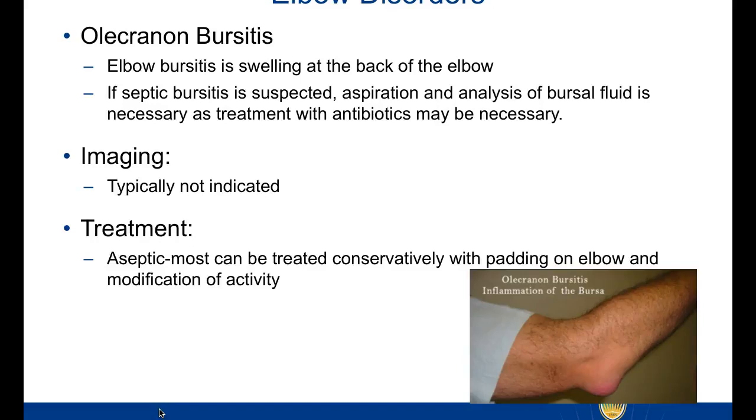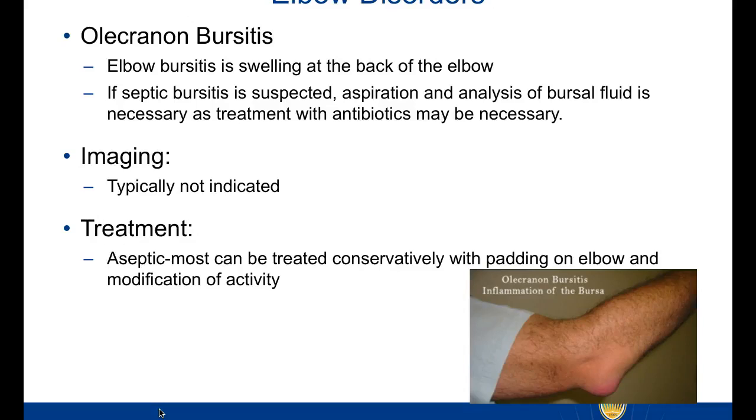Olecranon bursitis. The most common symptom of elbow bursitis is swelling at the back of the elbow. The swelling occurs over the proximal olecranon with tenderness reported in 20 to 45% of cases. Aseptic bursitis is more likely than septic bursitis. If septic bursitis is suspected, aspiration and analysis of the bursal fluid is necessary, as treatment with antibiotics may be necessary. Imaging, not typically indicated. Ultrasonography of elbow for olecranon bursitis may show bursal wall distension for more effective aspiration.